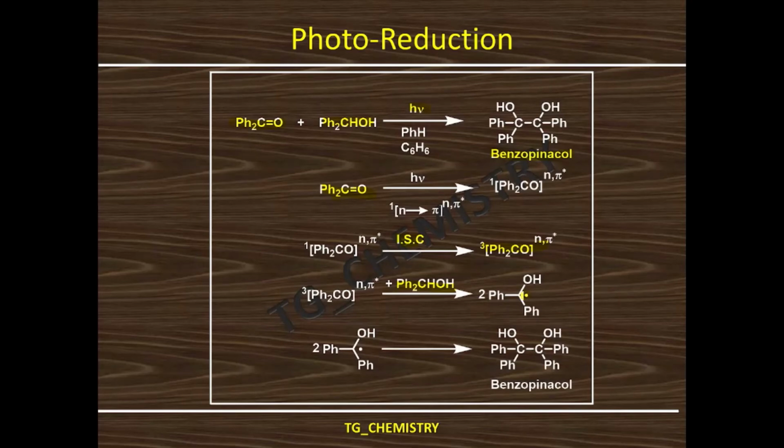Okay, and that will be generated from the benzophenone, and the final benzophenol will result from the dimerization of this radical. So this is how benzophenone is reduced photochemically to benzophenol. This is a classic example of the photoreduction of benzophenone.